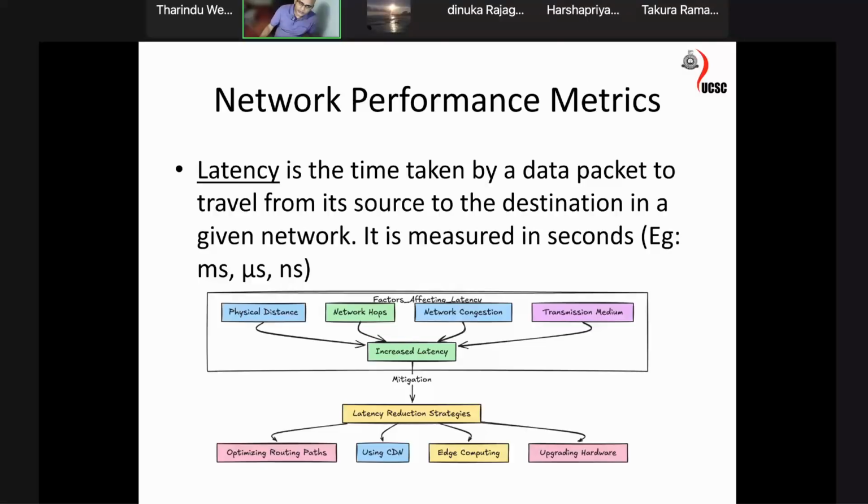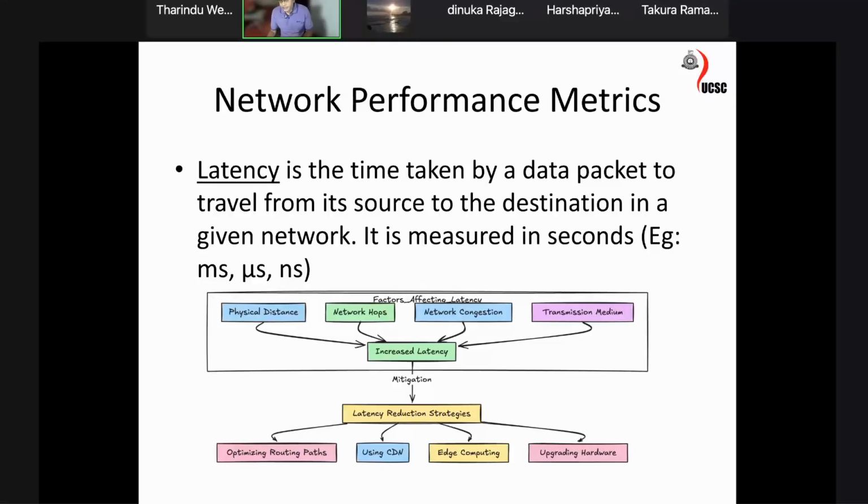So physical distance matters, because the speed of light matters here. Electromagnetic signals have a maximum speed in the world equivalent to the speed of light. So physical distance matters, because light has a maximum speed. Then other factors affecting latency are network hops. If you have multiple network devices between the source and destination, other than the cables, it matters as well, because devices have a certain processing time for the data plane.